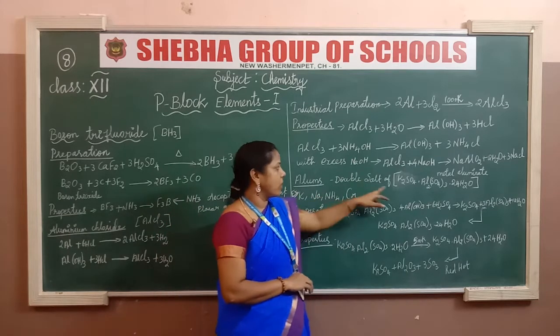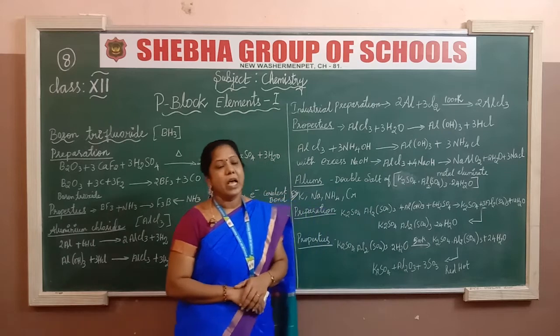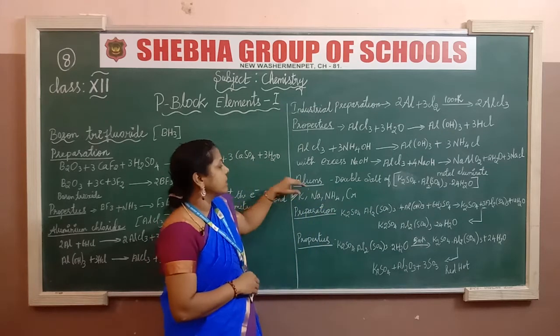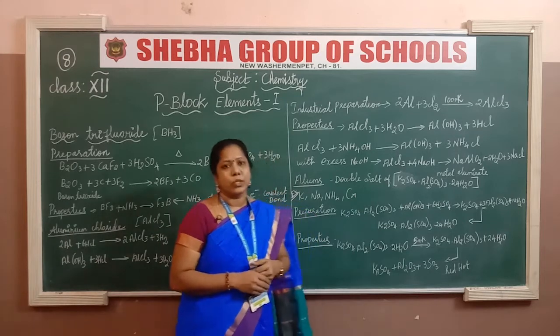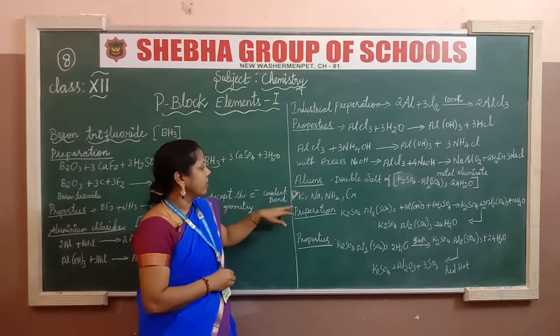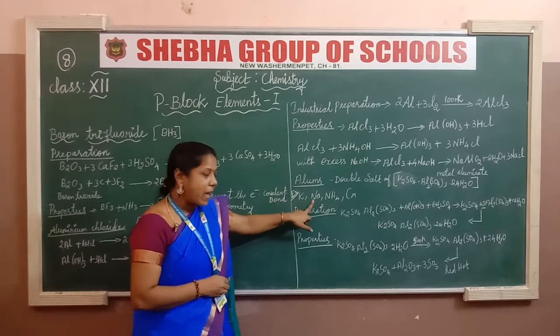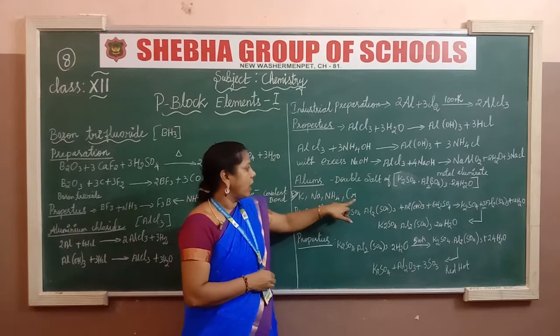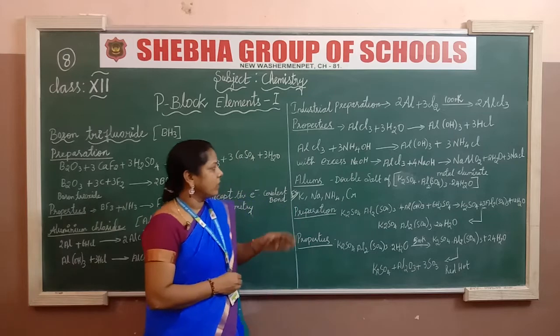Why do we call it a double salt? Because potassium is there and aluminium is there, along with their sulfates and water molecules. So we can call this a double salt. The name is alums. In these alums there are so many classifications, so many varieties of alums: potash alum, sodium alum, ammonium alum and chrome alum. So these kinds of alums are available for that double salt.